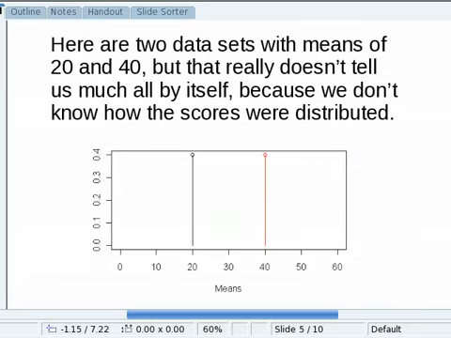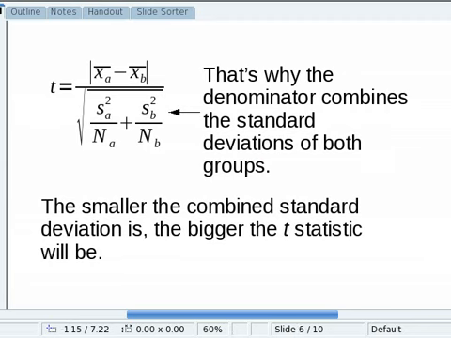So here are two data sets with means of 20 and 40, but that really doesn't tell us much all by itself because we don't know how the scores are distributed. And because we don't know how the scores are distributed, we need to put in the standard deviations of both groups. That's in the denominator. And again, the smaller this combined standard deviation is, the bigger the t-statistic will be. The more consistent our results, the more likely it is that we'll be rejecting the null hypothesis.